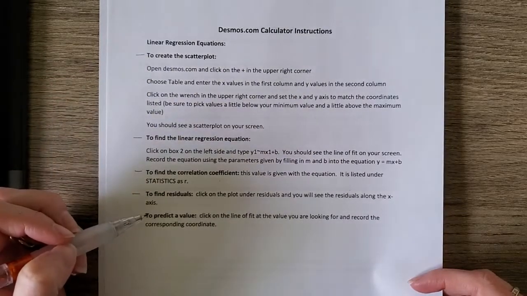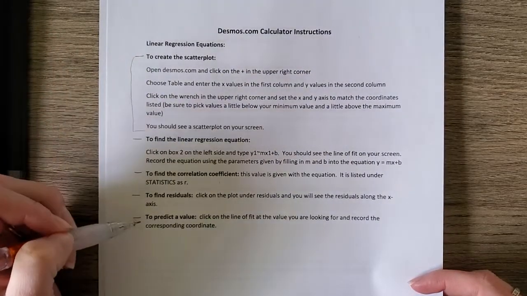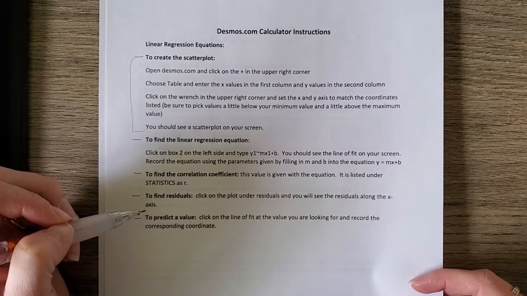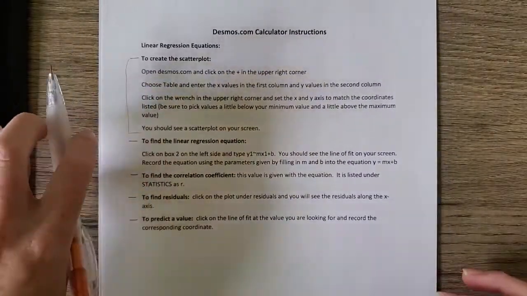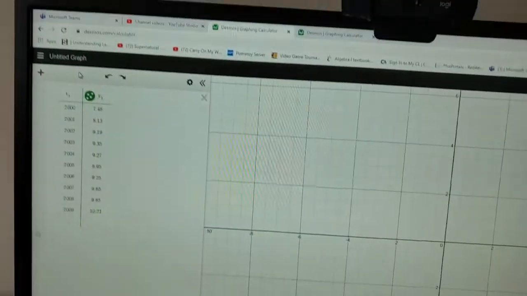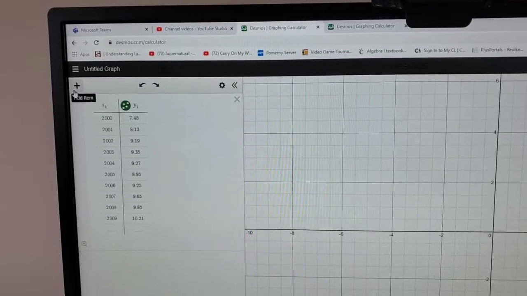So depending on what the question asks you, you're going to always have to create the scatter plot. But after that, you're going to have to do the parts that the question asks you to do. All right, so the first thing we're going to do is open desmos.com, which I have here, and click that plus sign in the corner. So that's how you're always going to start with that.